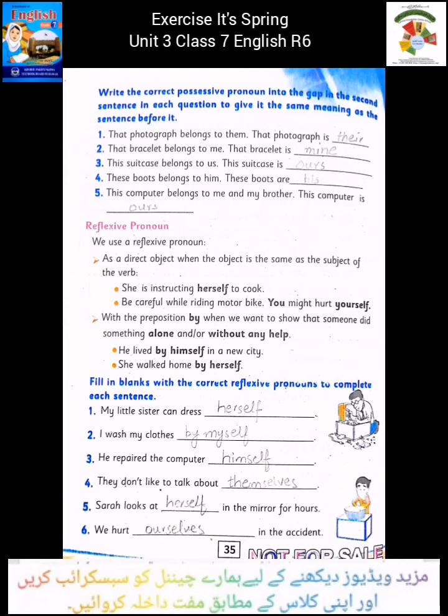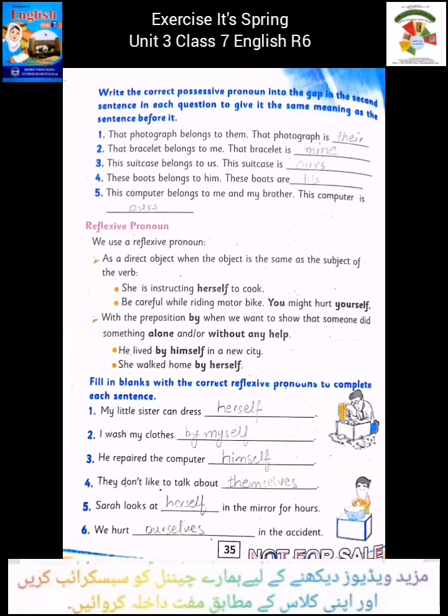With the preposition by, we use by when we want to show someone did something alone or without any help. So for example, he lived by himself in a new city. She walked home by herself. It means that he is living alone. By himself means he's living alone in a city. And she walked home by herself. It means that she walked alone. So we are using by herself.